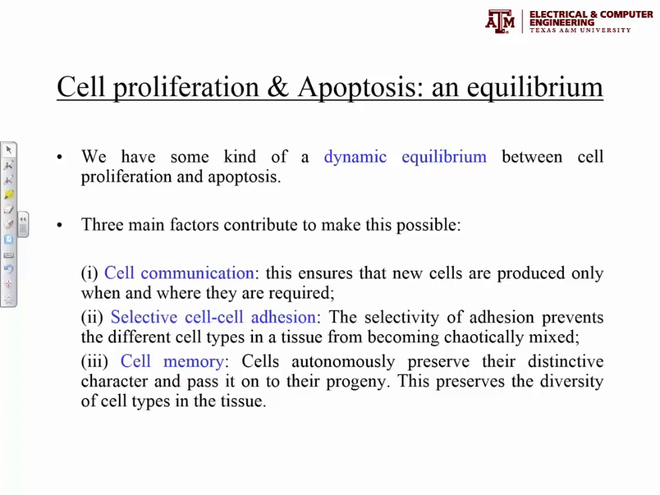And then also there is cell memory. Cells autonomously preserve their distinctive character and they will pass it on to their progeny, right? And this preserves the diversity of cell types in the tissue.